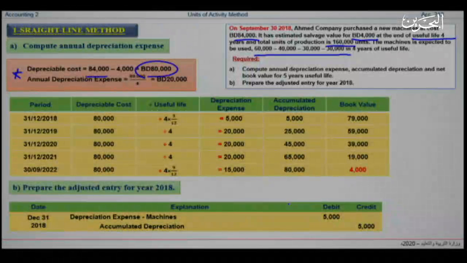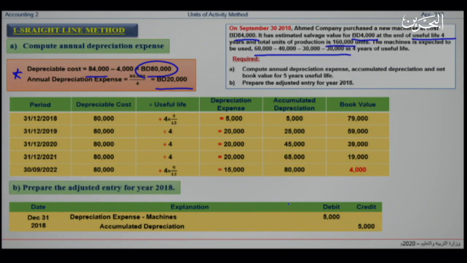I will get the cost of 80,000. The annual depreciation expense will be 80,000 over the useful life, and I will get the 20,000. I will apply this formula under the straight line method. Then I will find the depreciation expense for each period by using our schedule.